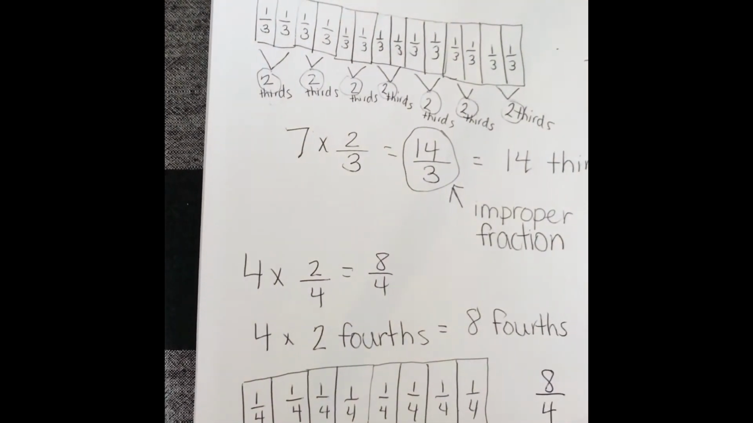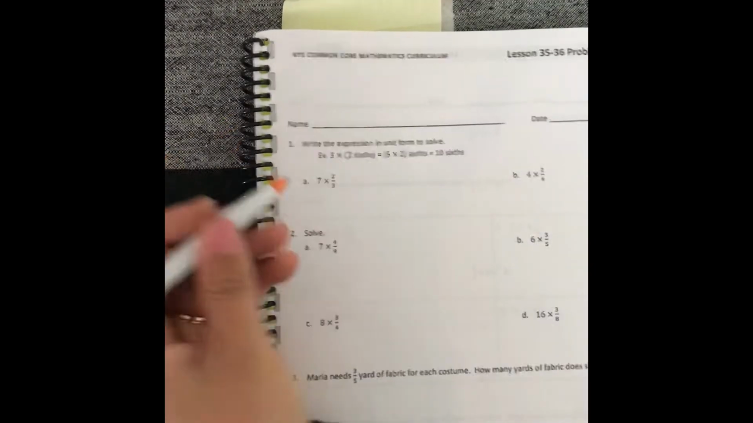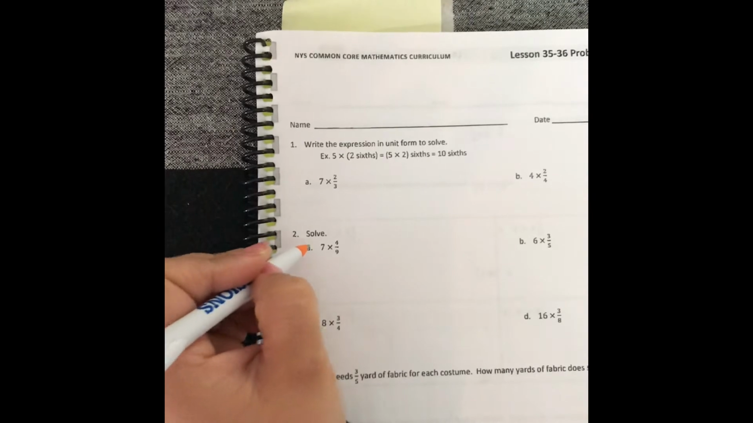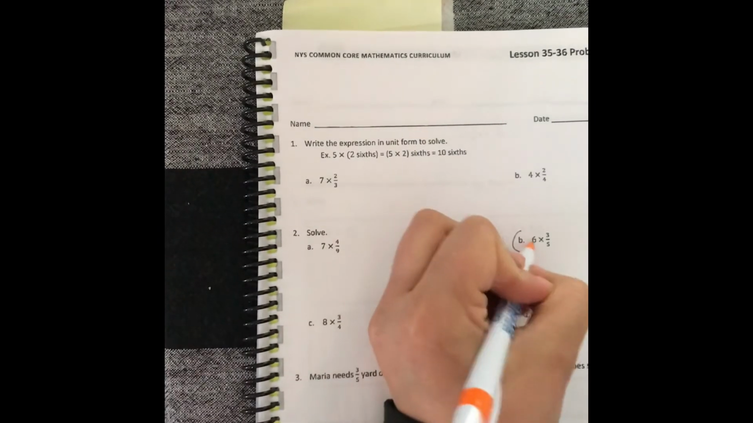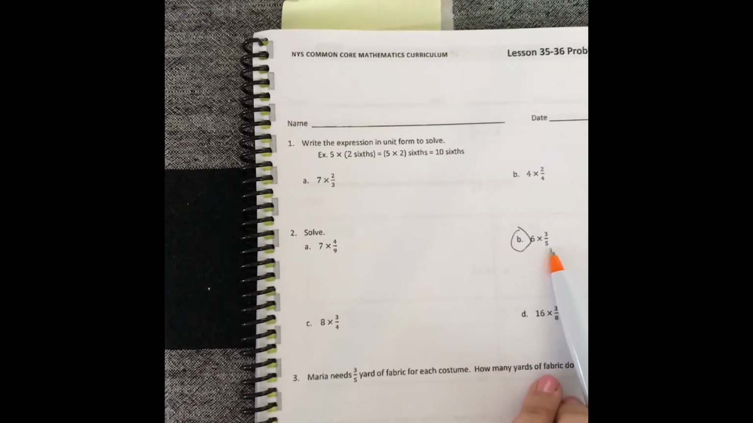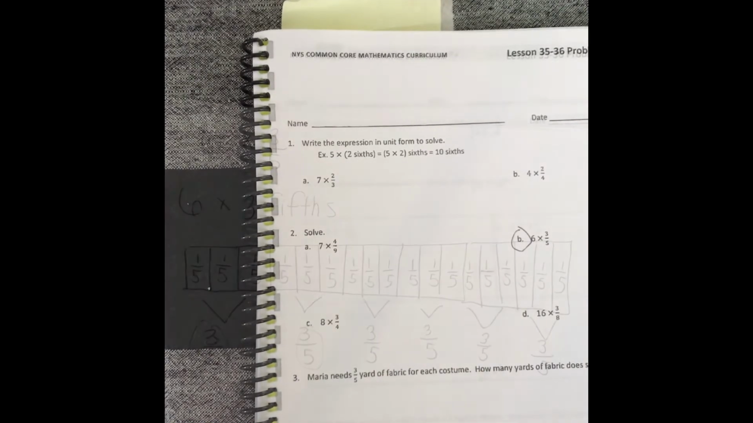Again, it's okay to leave it. Right now, you can leave it as an improper fraction. Tomorrow, we'll focus on how to convert this back to a mixed number, okay? Let's keep going. Why don't you try B, 6 times 3/5 right now, and then check back with me. So pause your video and try B all by yourself.